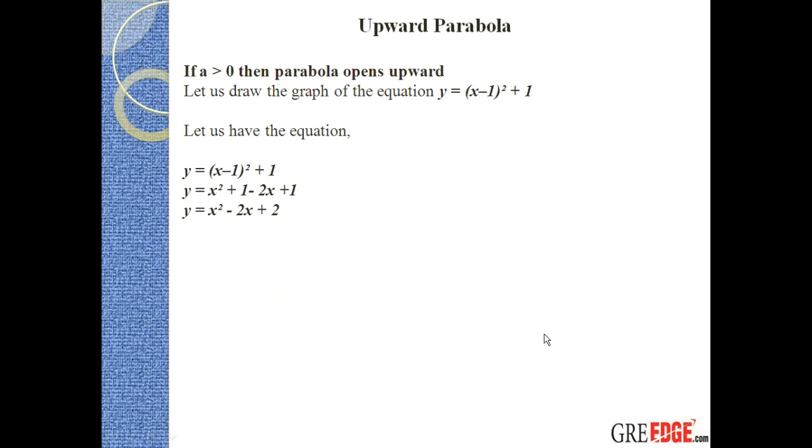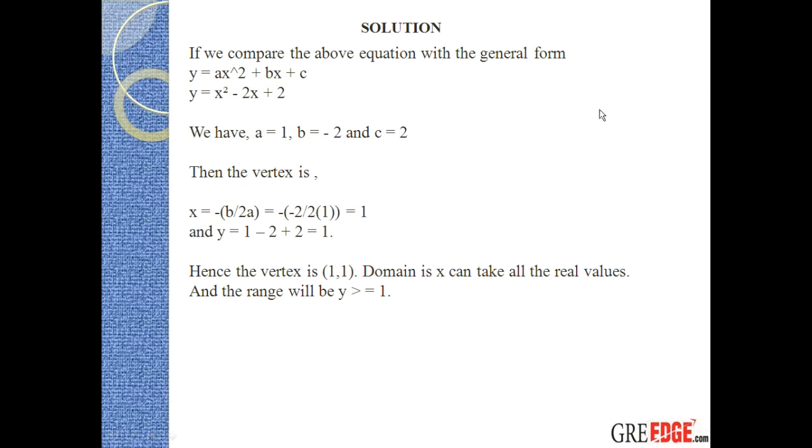Next we shall see what happens in case a is greater than 0. Okay, so let's take the equation y is equal to x minus 1 the whole square plus 1. Now if you expand it, you will get y is equal to x square minus 2x plus 2. So here a, the coefficient of x square, is greater than 0. So we can infer that the parabola will open upwards. Okay. Now let's see the graph for that.